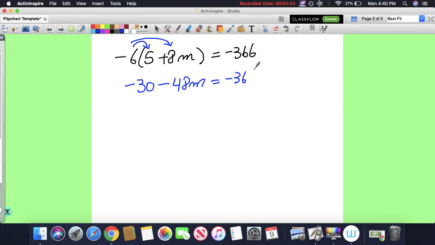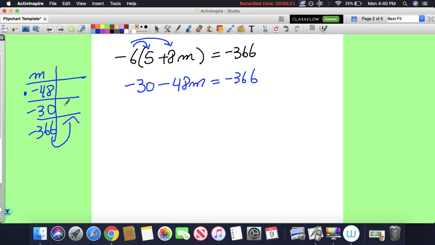The only thing we have to worry about is the distributive property. Now look at both sides. Can I combine these two? I cannot, because one is a constant, the other one is a number with a variable, so they're different. And on the right side, there's nothing to do. So we're pretty much at this stage. Here's my variable m, which is being multiplied by negative 48, and then subtract 30. And that gives us negative 366.